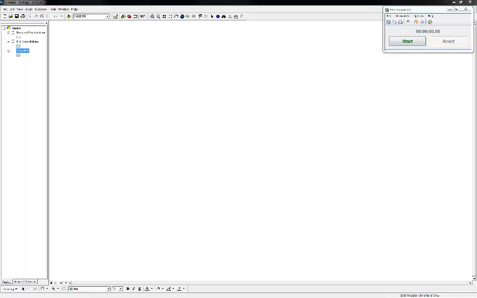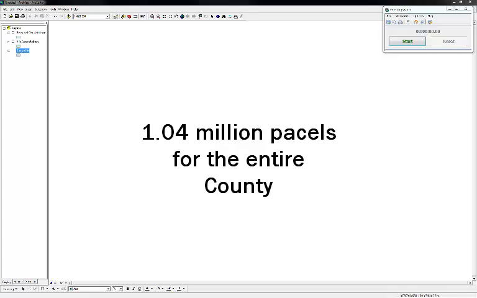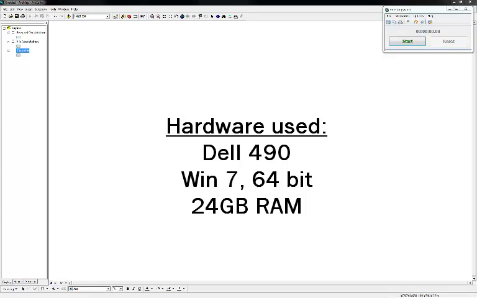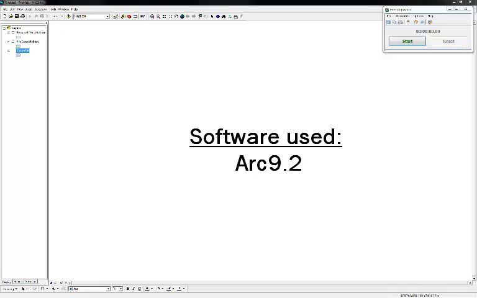The testing was basic. We were comparing the times for the San Diego County parcel database using a shapefile format, file geodatabase, and personal geodatabase. Each of the formats contained about 1.4 million parcels for the entire county. The test was run about 20 times for each format with the highs and lows thrown out. The machine we used was a Dell 490 Windows 7 64-bit with 24 gigs of RAM, and we're using ArcGIS 9.2. We have tested this on 10. It makes no difference at all.